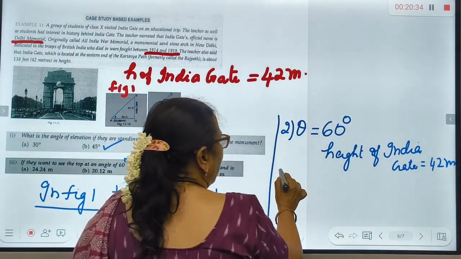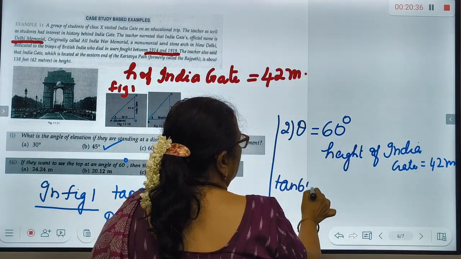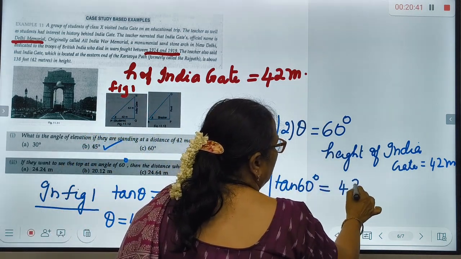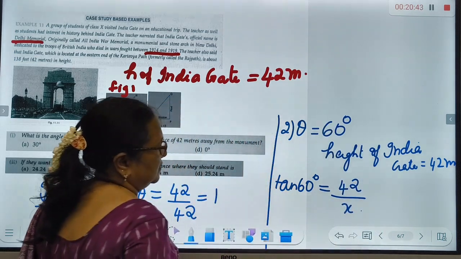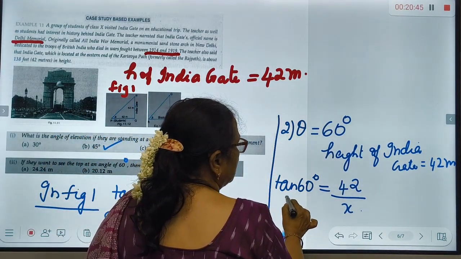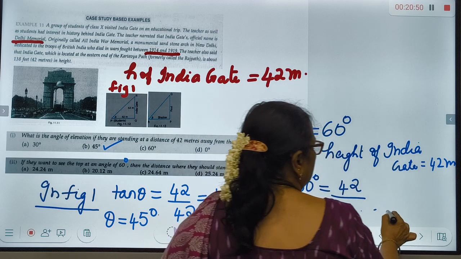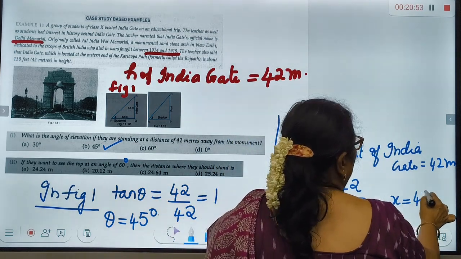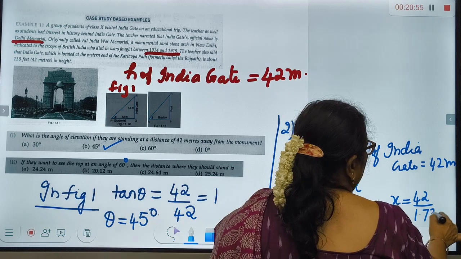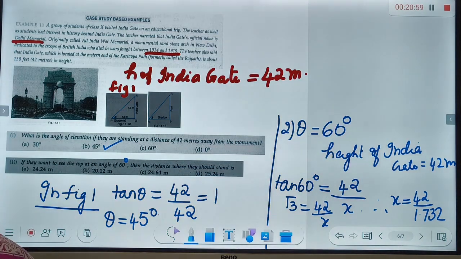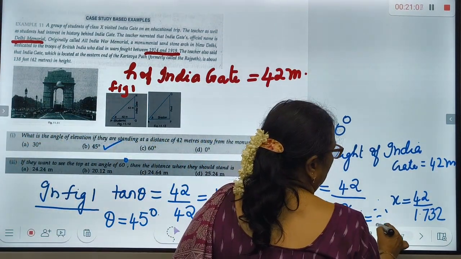So now tan theta, tan 60 degrees is opposite side by adjacent side, which is 42 by x. Tan 60 you know is root 3 equal to 42 by x. Therefore, x is equal to 42 by 1.732. I have already divided and checked. 42 by 1.732 is 24.24.